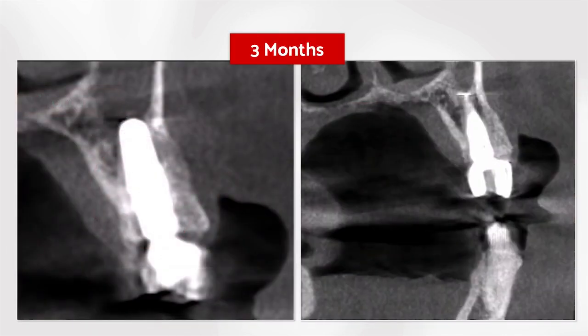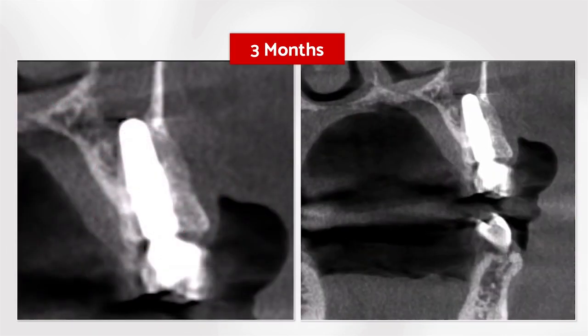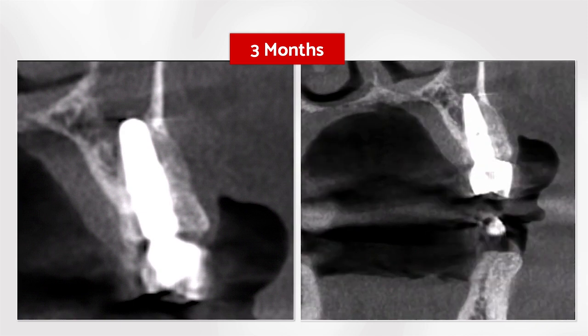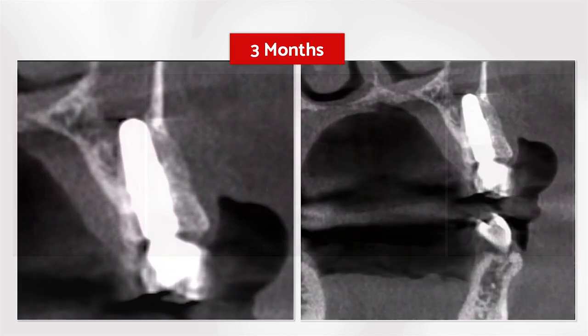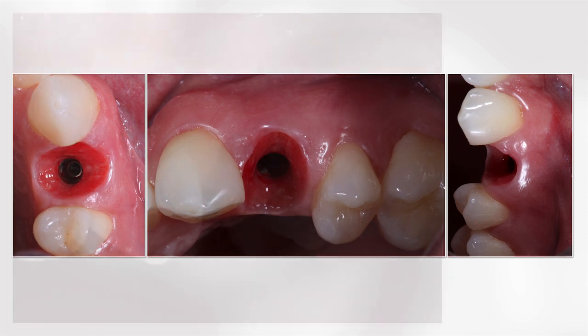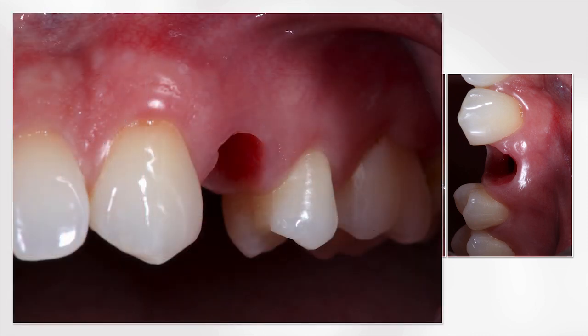This is the CBCT scan that was taken after 3 months. Take a look at the thickness of the buccal wall, from the mesial to the distal aspect. After 4 months, we removed the provisional restoration to evaluate the soft tissue thickness. And you can see here the maintenance of the anatomical contour of soft tissue and the maintenance of the papillary height. Here, the outline of the gingival margin and the papillary height still remain in the same position, at the mesial and the distal aspect.